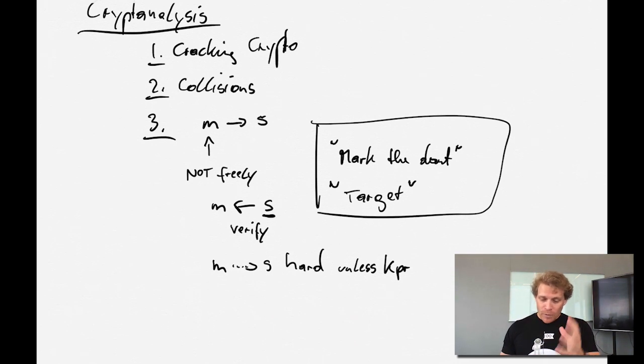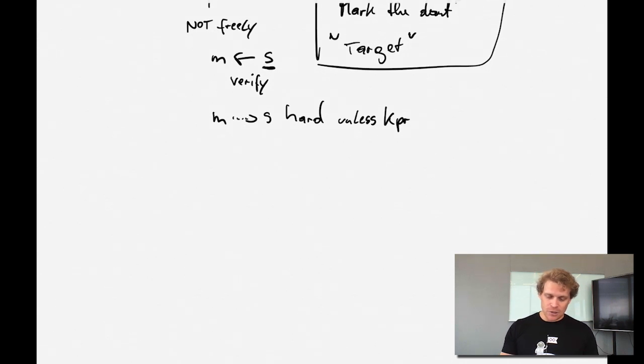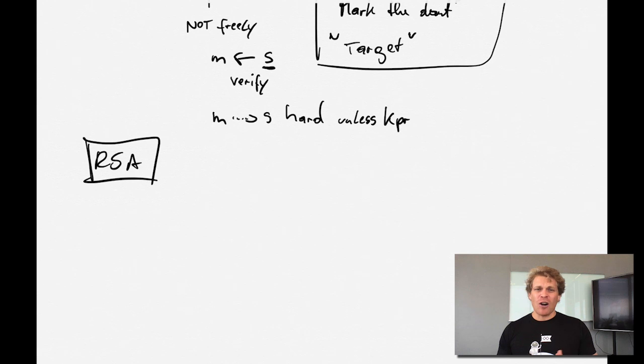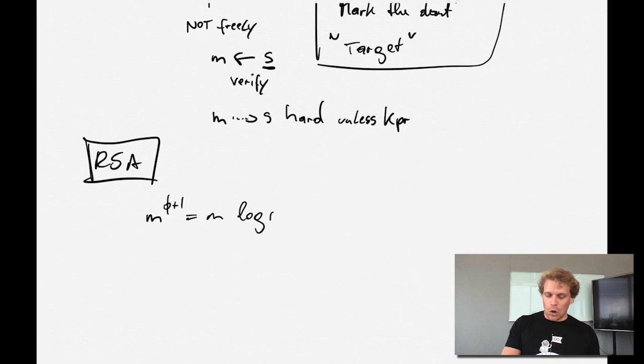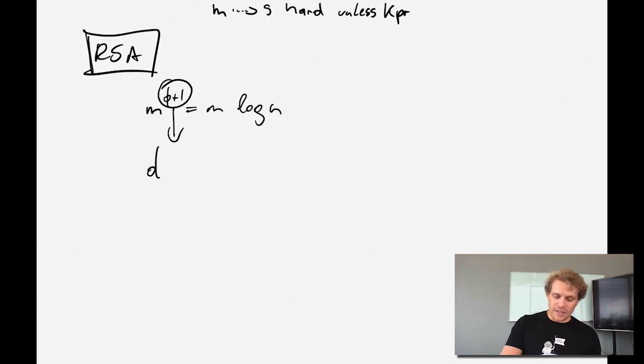So before we go into elliptic curves, let's do RSA really quick. We discussed RSA a lot. The RSA signature system is very, very easy. Remember, at the end, all we want to understand is that the message to the power of phi plus 1 equals the message mod n. And so all we need to do is have this number split up. And this number split up is always the decryption key times an encryption key.